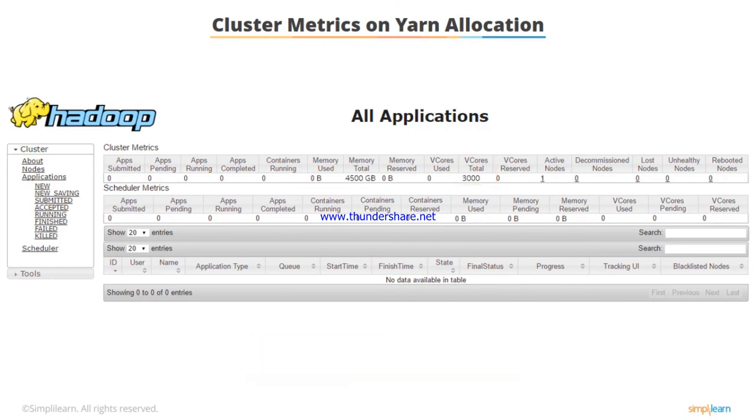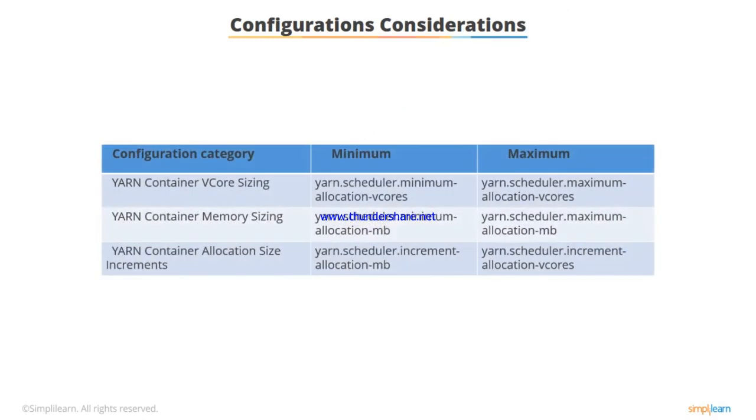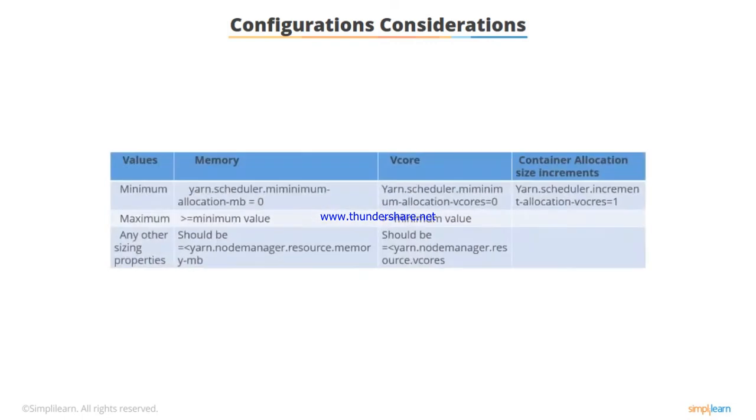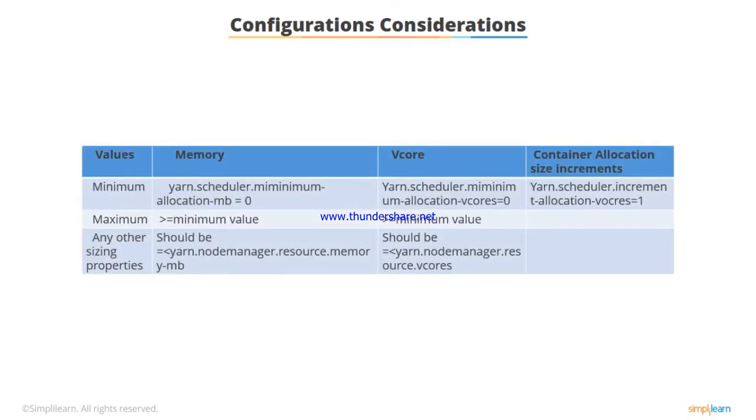On the next few screens, let's look at some important configurations. The table lists the configuration category and their respective resource limits. Please note that if the minimum container memory and vCore request is larger than the memory available, then Yarn will be unable to satisfy this request. The table lists the restrictions and considerations for container values.